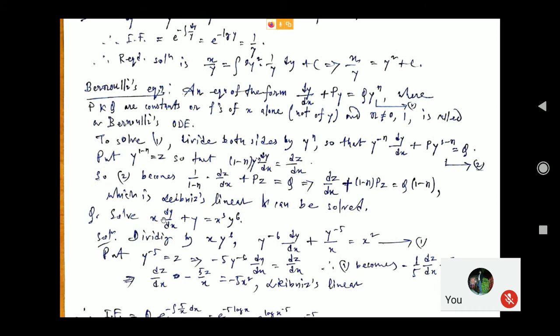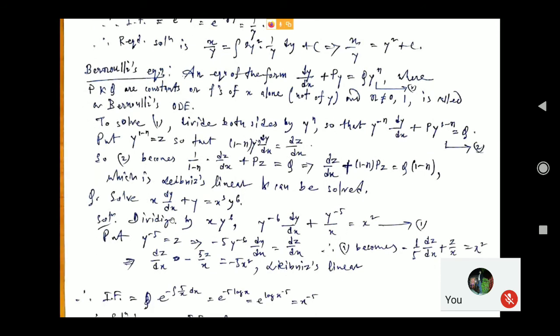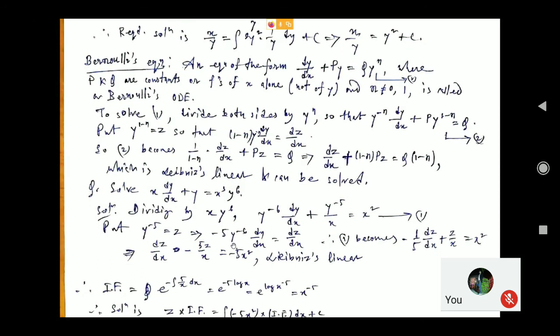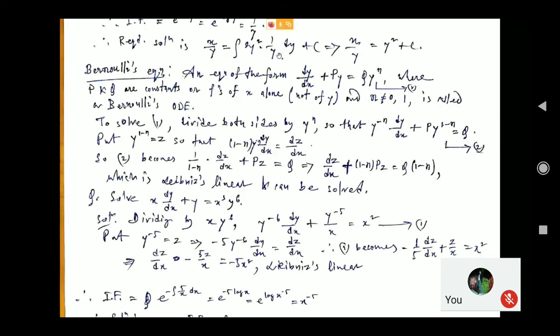Let us see an example. We want to solve this equation. This equation does not look like any of the previous ones. We divide by x into y to the power 6. Then we have y to the power minus 6 dy/dx plus y to the power minus 5 by x equal to x square. So this looks like which form?